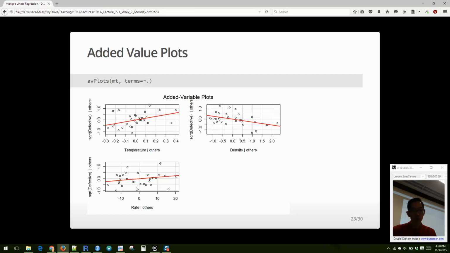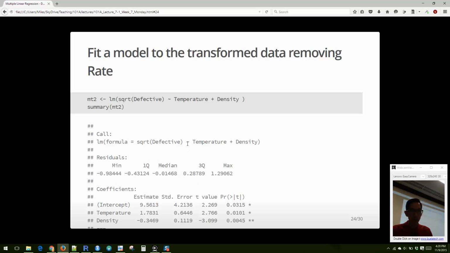It does seem to indicate that the rate variable does not have a major impact in terms of added value. Because of this, we'll try removing the rate variable from our analysis. I'm going to fit the square root of defective as a function of just temperature and density, and these are both still significant. Density is about 1% significant, which is good.